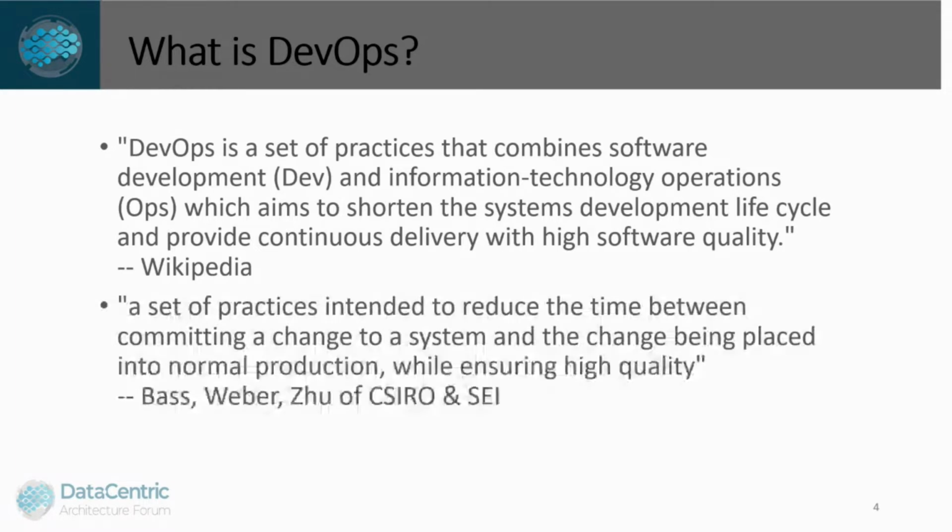The definition from the Software Engineering Institute is about the same. A set of practices intended to reduce the time between committing a change to a system and that change being placed into normal production while ensuring high quality. So as you can see, really the goal in both cases is how do we shorten this time to get new things into production, but make sure the quality is high.